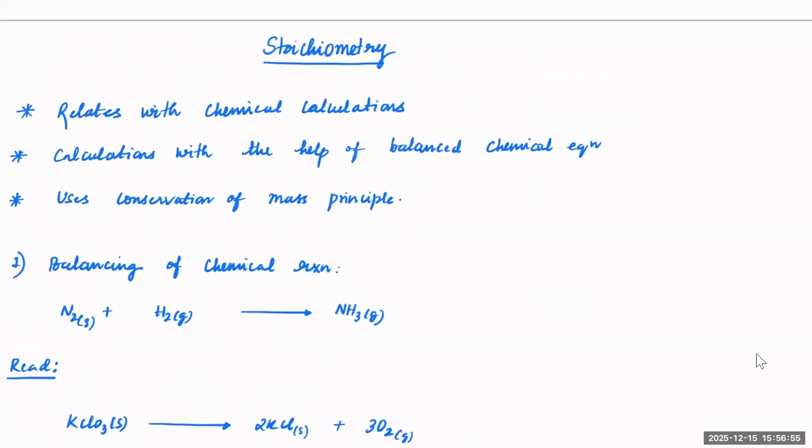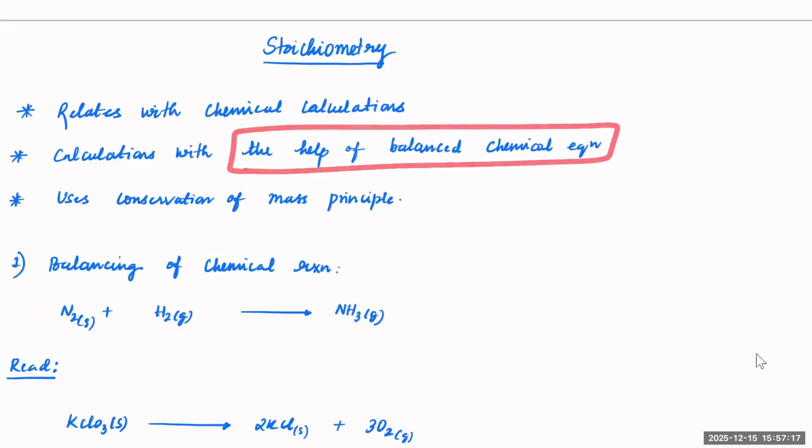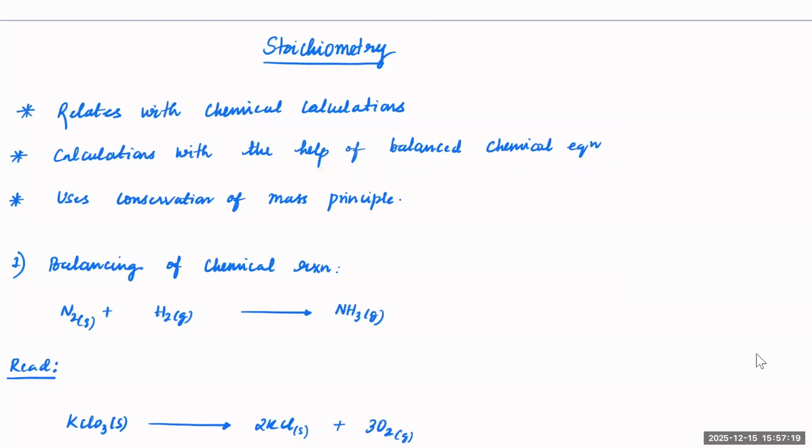Now, today our emphasis is more to do with the stoichiometry. Got it? The stoichiometry basically relates to the calculation of chemical compounds. What do we calculate? Mass, moles, volume, these kind of stuff. This calculation is based on balanced chemical equations. And within these balanced chemical equations, we always follow the conservation of mass principle.